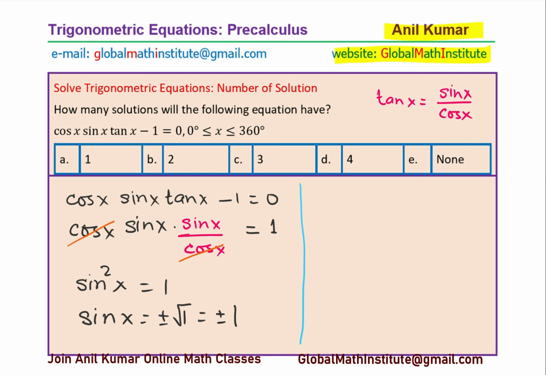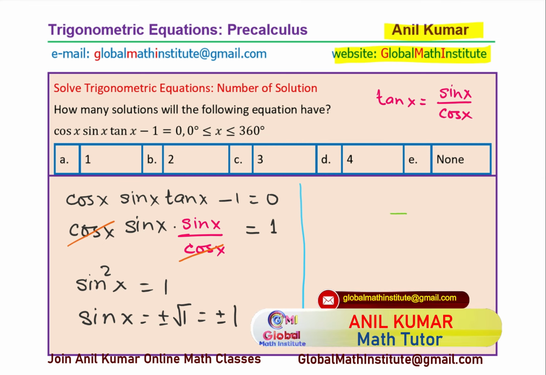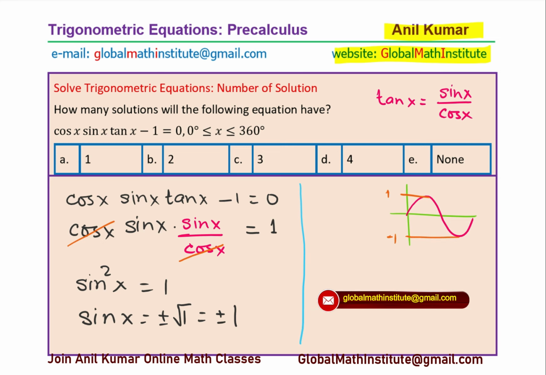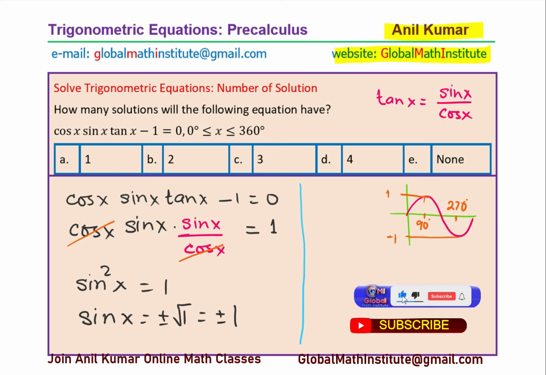Perfect. So we have sin x as plus minus 1. That means what? Well, the sine graph, as you know, is something like this. Let me sketch one. Plus minus 1 really means that we are looking at these two values. So this is 1, this is minus 1. This is 90 degrees, and here we have 270 degrees. So you will be tempted to say that there are two solutions within 0 to 360 degrees.